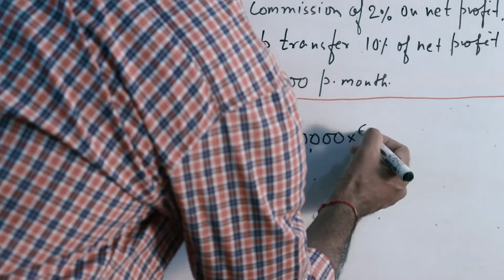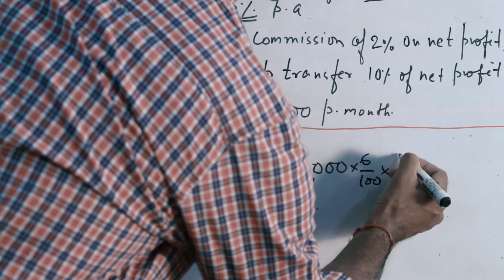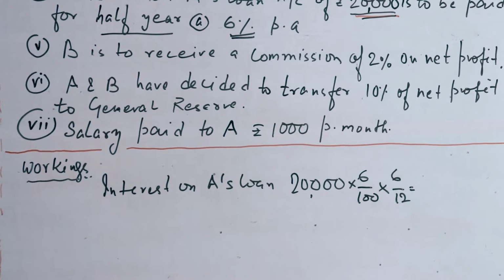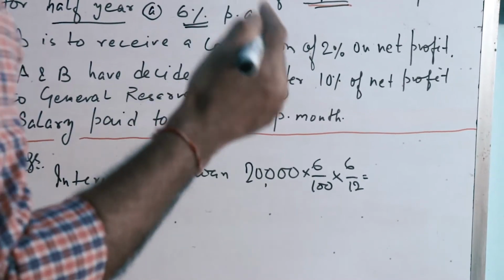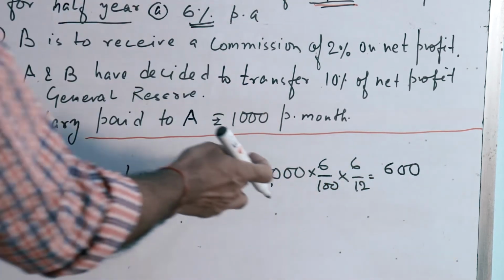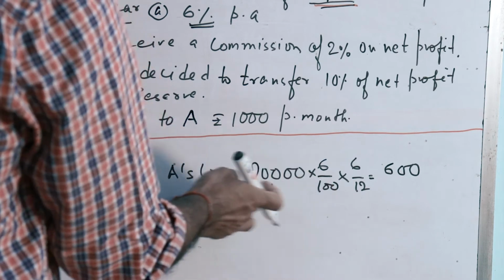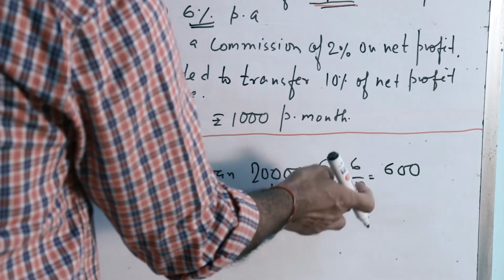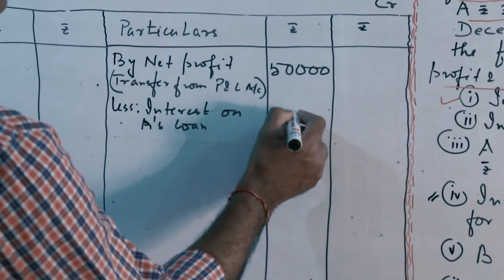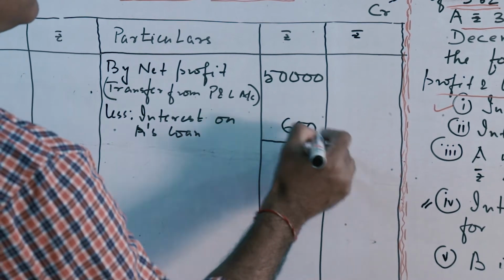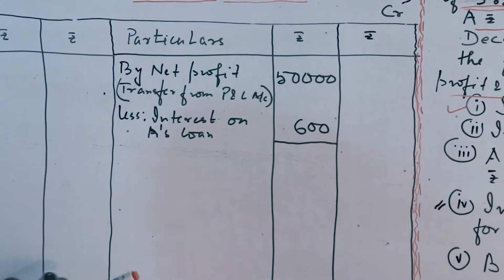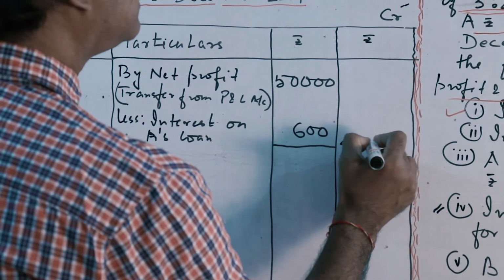So 6 by 100 into 6 by 12. Now it comes how much? It will come 600. 6% of 20,000 is 1200 rupees. 6 by 12, that is half, that is 600. So interest on loan 600 will be deducted from here, and the net result will be shifted to final column. So 49,400.